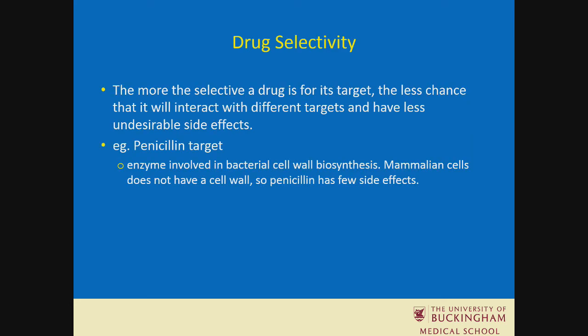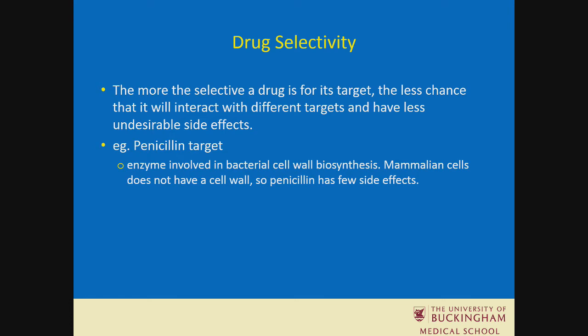So I think this would make common sense really. The more selective a drug is for its target, the less chance that it'll interact with other targets, and hopefully will have fewer side effects. I guess most crucially, anti-cancer agents need to be highly selective because they kill cells. A lot of them are cytotoxic. So the problem with that kind of chemotherapy is, of course, it kills other rapidly dividing cells, such as the cells in your hair follicles and your stomach lining cells.